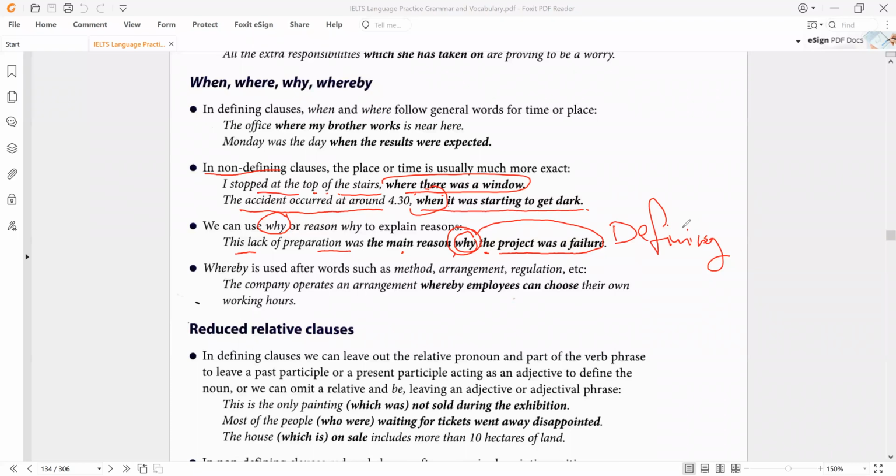Okay, whereby is used after words such as method, arrangement, and regulation. The company operates an arrangement whereby employees can choose their own working hours.